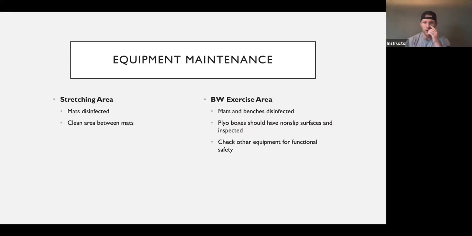Equipment, again, so in the stretching area, what might you have? A bunch of yoga mats or mats used. Make sure those are sprayed down, right? Because people sweat on them, they lay on them for a while. Clean the area between the mats if you have mats laying down or on a rack.